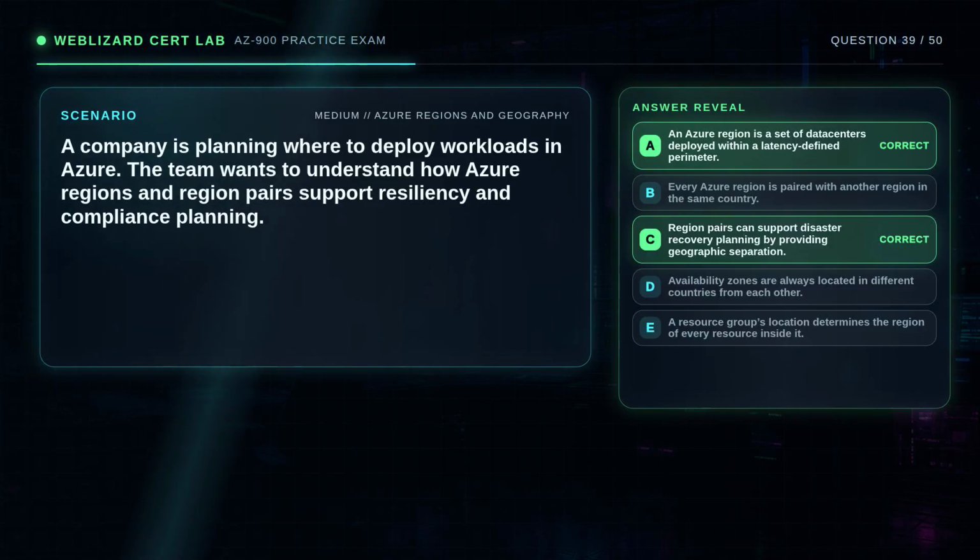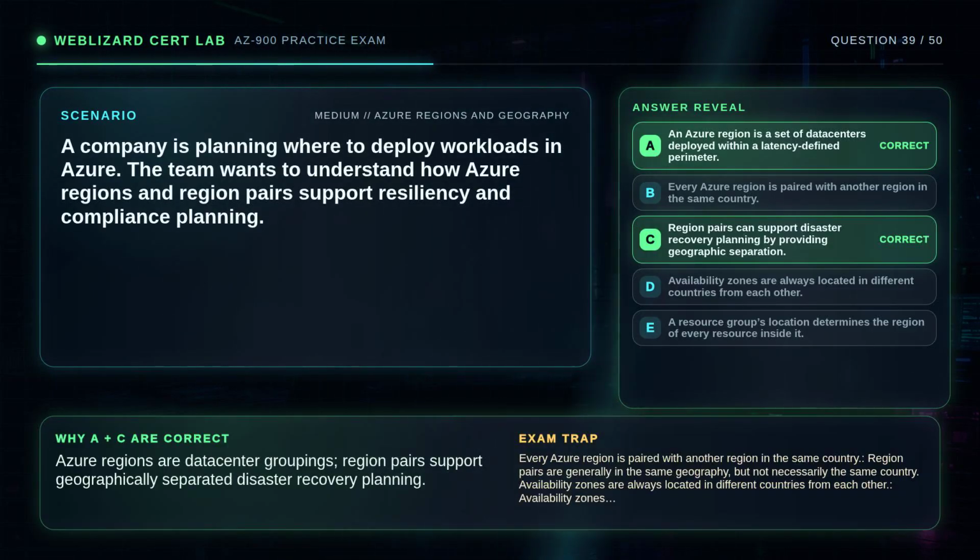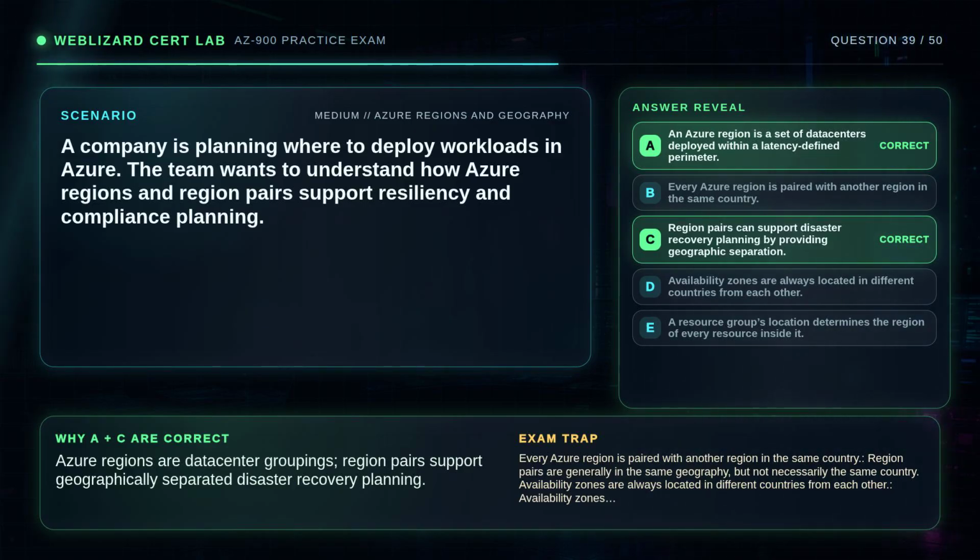The correct answers are A and C. An Azure region is a set of data centers deployed within a latency-defined perimeter, and region pairs can support disaster recovery planning by providing geographic separation. Azure regions are data center groupings. Region pairs support geographically separated disaster recovery planning.